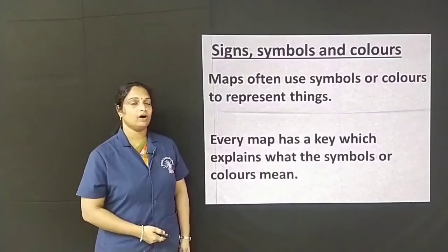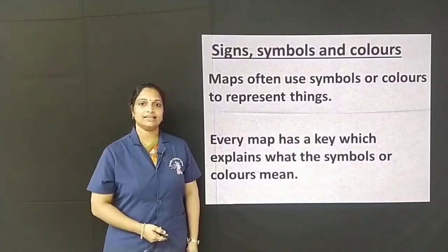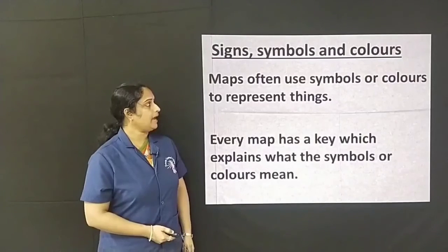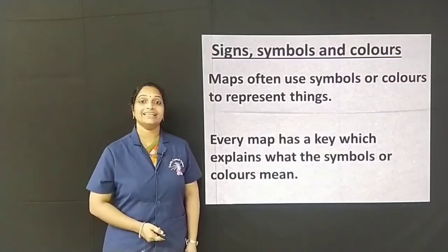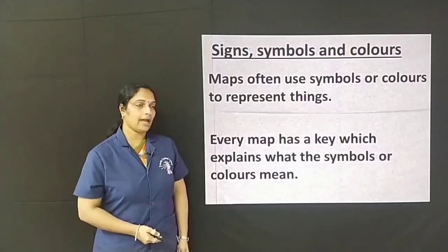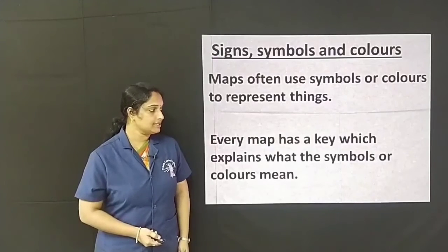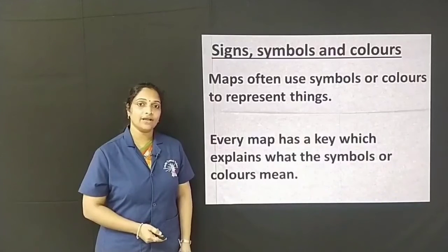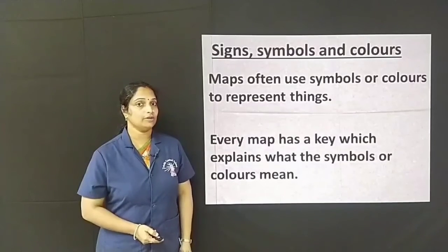Next we are going to study about signs, symbols and colors. Maps often use symbols or colors to represent things. Every map has a key which explains what the symbols or colors mean. So it gives information about the things which are shown on maps.